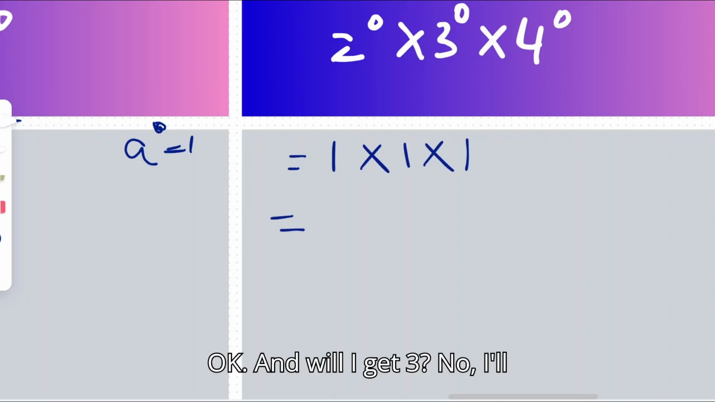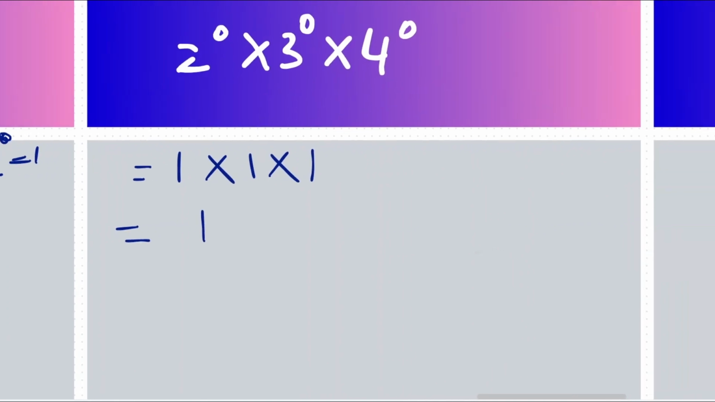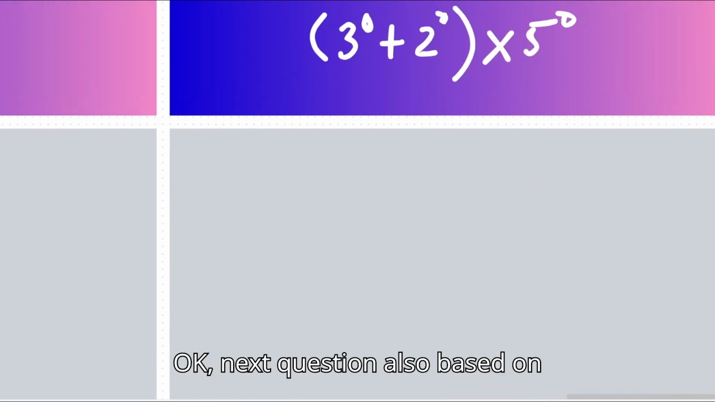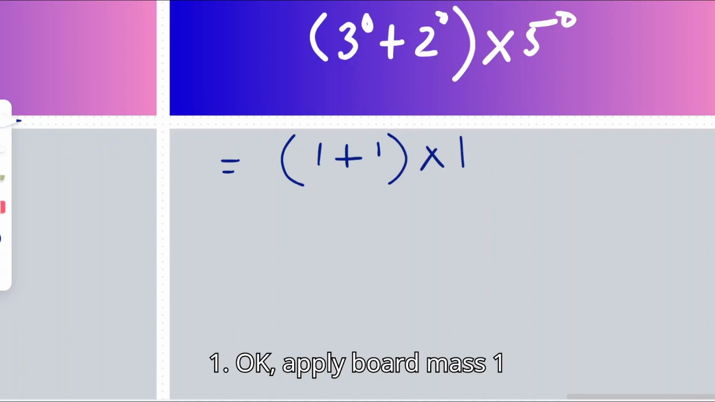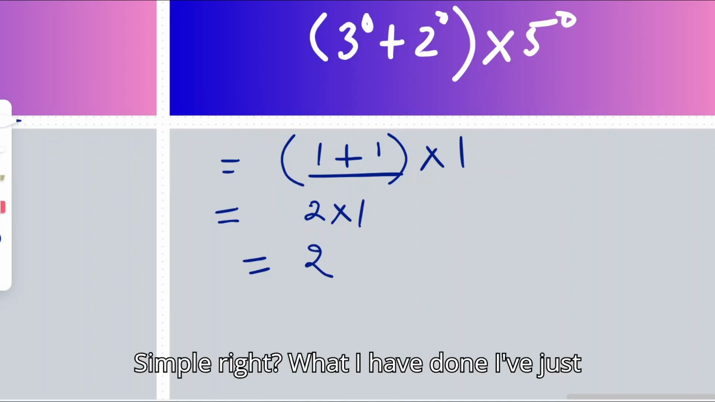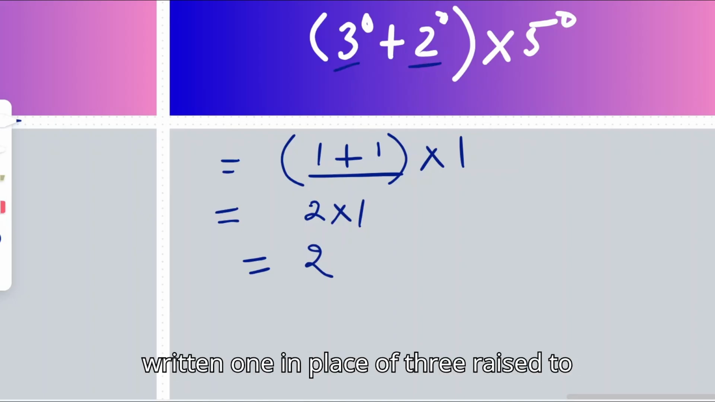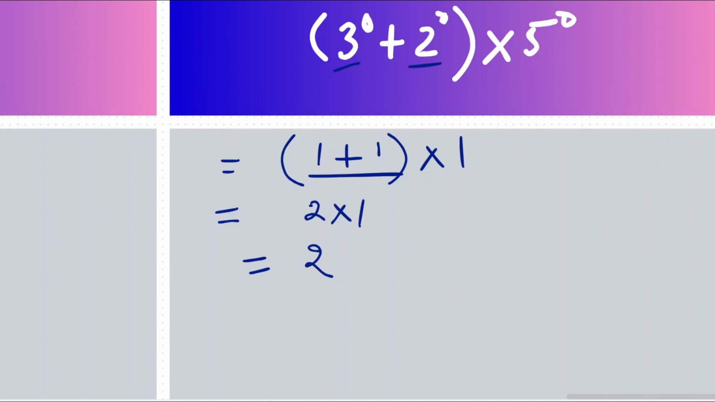Okay, and will I get 3? No, I'll get 1. Okay, next question, also based on power 0. So I'll get here 1 plus 1 times 1. Okay, apply BODMAS. 1 plus 1 makes 2 times 1 equal to 2. Simple, right? What I have done, I've just written 1 in place of 3 raised to the power 0 and 2 raised to the power 0 also. So just solve it.